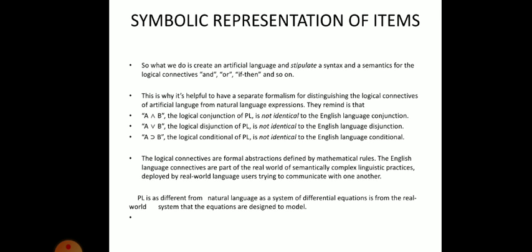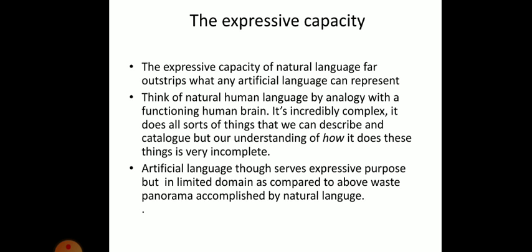On the other hand, programming language is as different from natural language as a system of differential equations is from the real world system that the equations are designed to model. And the last domain in which natural languages widely differ from artificial languages is the expressive capacity. The expressive capacity of natural language far outstrips what any artificial language can represent.